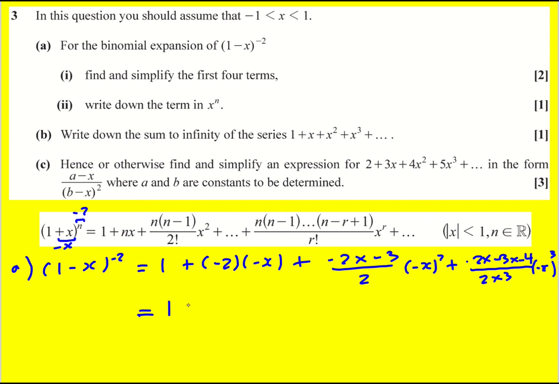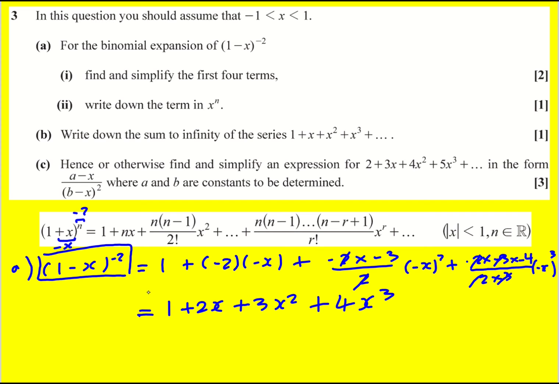This becomes 1 plus 2x. Then this and this cancel. The negatives cancel. Got lots of negatives going on, but actually I'm going to get plus 3x squared. And then the 2's cancel, the 3's cancel. Actually, all the negatives cancel. How many negatives have I got there? 1, 2, 3. I've got 6 negatives. So it becomes plus 4x cubed. And that is it. That is our expansion.